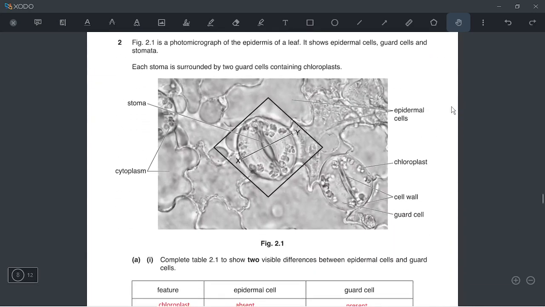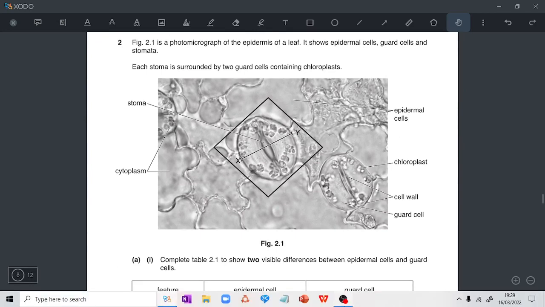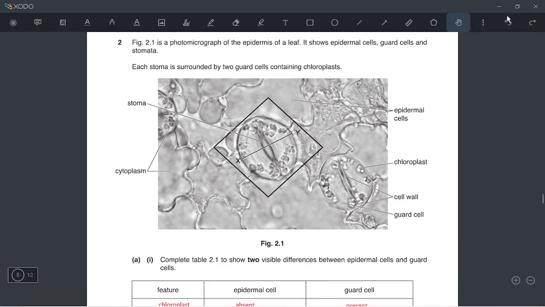Now question number 2. Figure 2.1 is a photomicrograph of the epidermis of a leaf. It shows epidermal cells, guard cells and stomata. You can see each stoma is surrounded by two guard cells containing chloroplast. So you can see here, this is the stoma, cytoplasm, and cell wall. You can see the guard cells, these two guard cells, kidney shaped. These are epidermal cells which are irregularly arranged. They are larger also, and then you can see chloroplast lying in the guard cells.